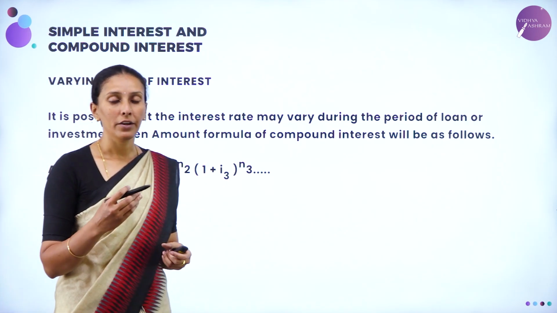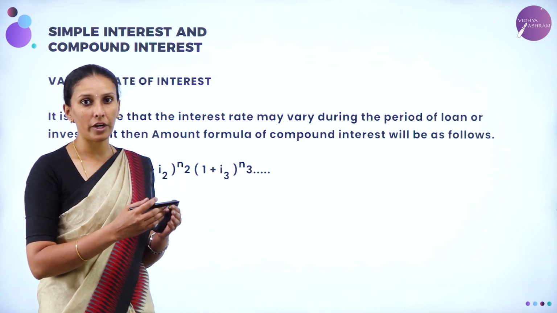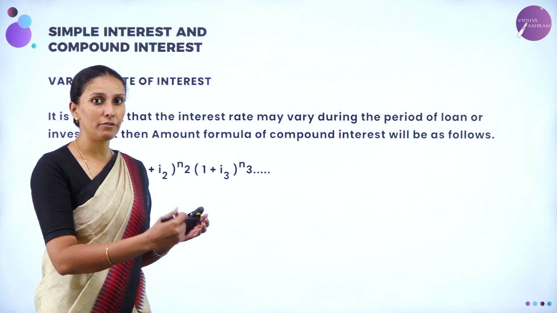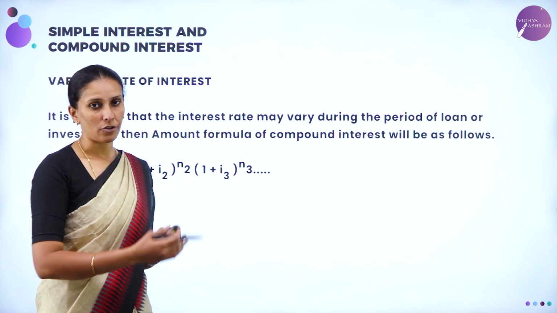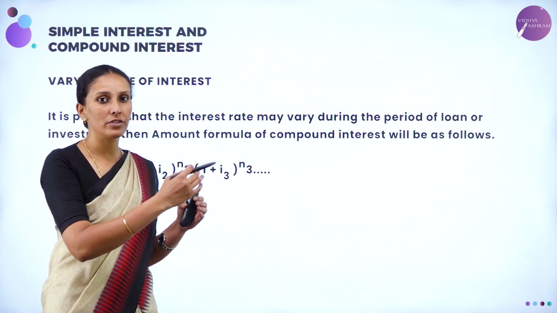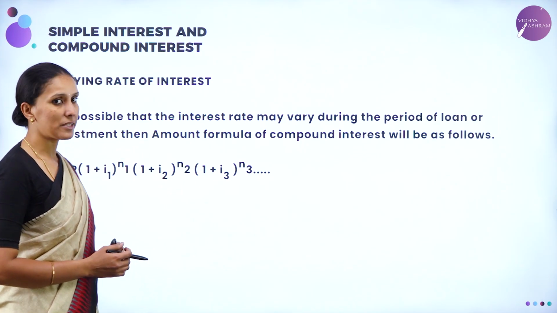For example, if you have a loan of rupees 10 lakh, they may give you an interest rate of 5% for the first 2 years, then they may change it to 12% for the next 4 years, and then may change it to 6% for the rest of the years. So that means for a few set of years, they'll give a different rate of interest. So we are calculating such kind of problems here.